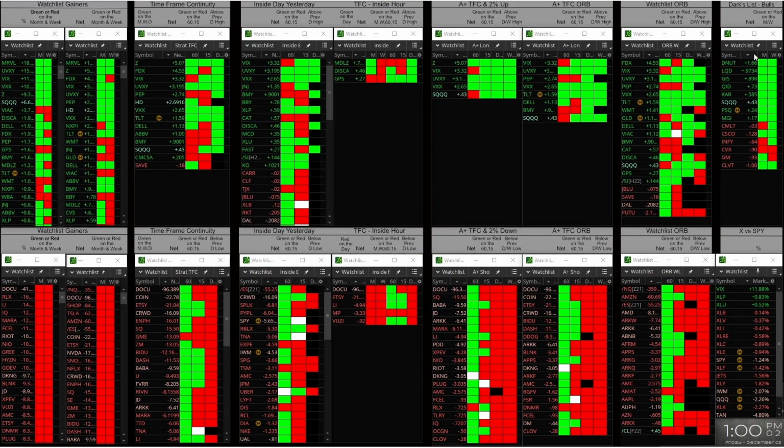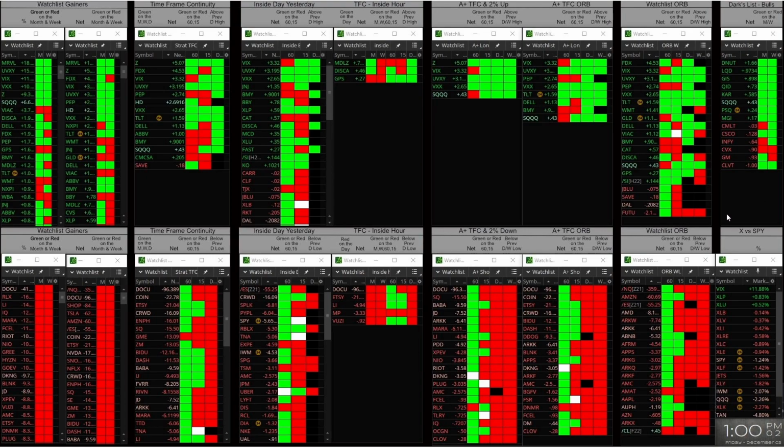This is also sorted by net, and it tells you, is it green or red on the month and week? So we have a little bit of a strat element to it, so we can just see at a glance how they're doing on the longer time frames. And then maybe, do we need to start looking at them on the shorter time frames?